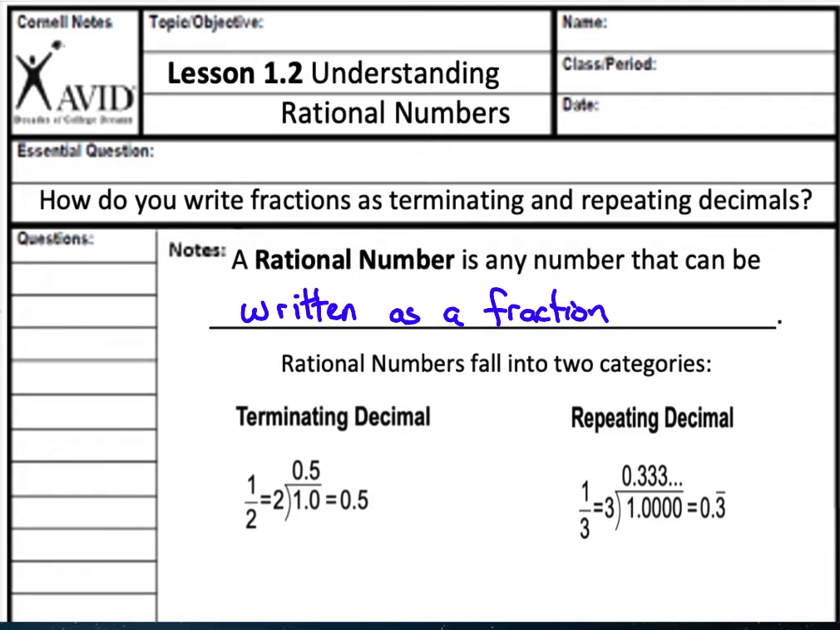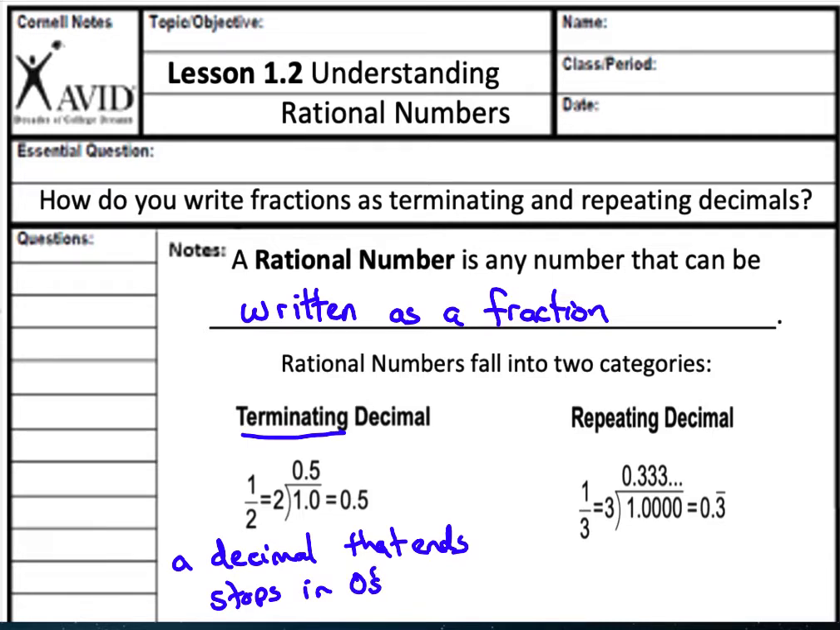And rational numbers basically fall into two categories. We have terminating decimals, meaning a decimal that ends. So it stops, it doesn't continue on and on forever, and it stops in zeros. Okay? So it's a number that if we were to divide it out and do a dividing problem, we would eventually get to the point where we would get 0 at the end and that decimal would stop. It's not going to continue on and on. It might be 1 digit, it might be 2, could be 5 digits, but it's going to stop after a certain number of digits.